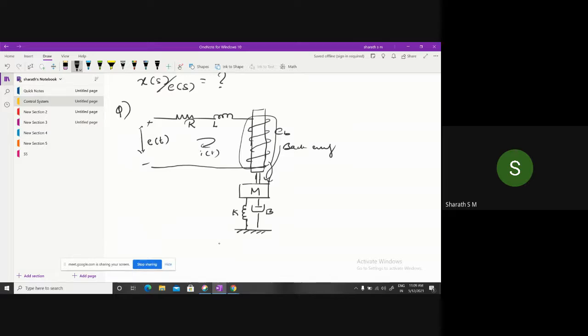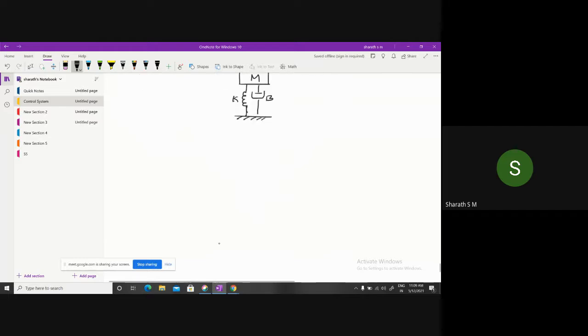Now I am going to divide this whole system into two parts. One is with respect to the electrical part, so all of you write the circuit. That we call the back EMF across the coil, and here we have a voltage E of t. We have R, L as well as I of t.